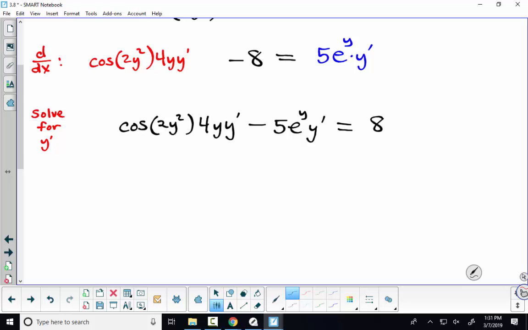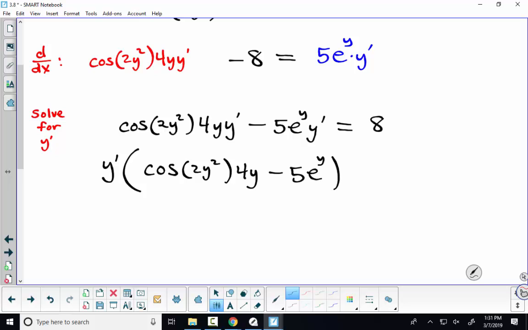So having the terms with y prime on one side allows us to factor out y prime. So we're factoring y prime out of those two terms, and then we're going to divide by what's left over. So cosine of 2y squared times 4y minus 5e to the y, all that times y prime equals 8.